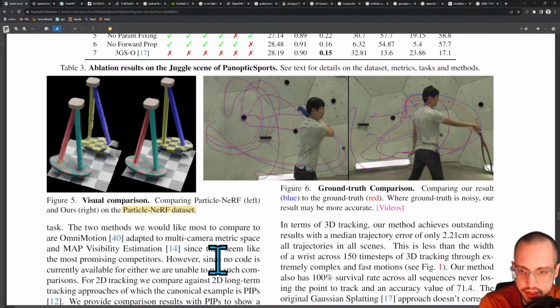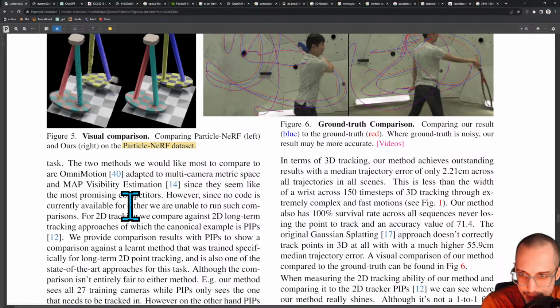Two methods we would like most to compare to are OmniMotion, adapted to multi-camera metric space, and map visibility estimations, since they seem like the most promising competitors. However, since no code is currently available for either, we are unable to run such comparisons.